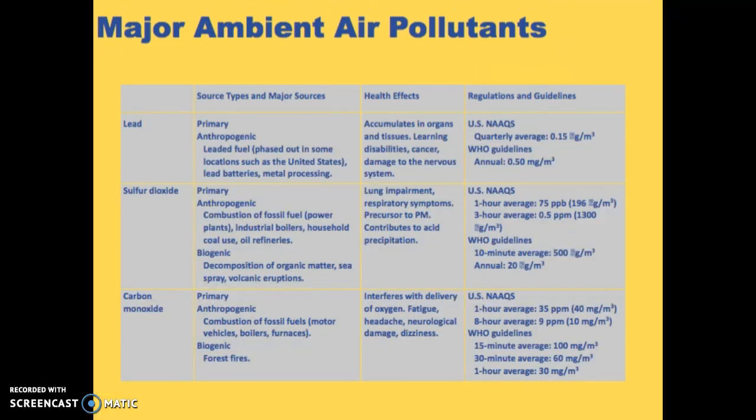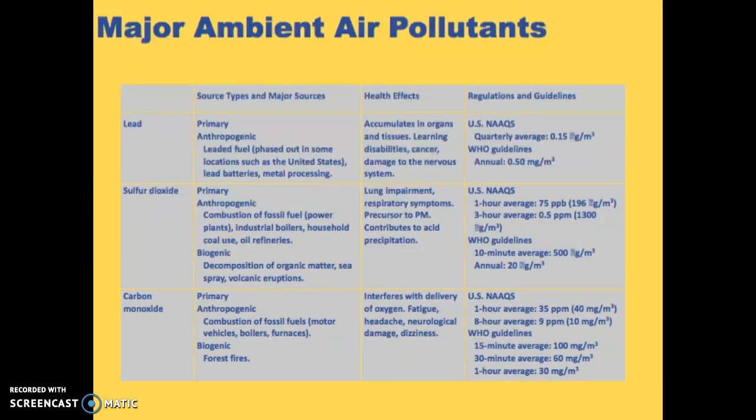So the next 2 slides will talk more about some of these 6 criteria pollutants. And these are tables that are taken from your book. The first one that we'll talk about is lead. It's important to note that this is a primary pollutant. Lead is emitted as lead from the burning of fossil fuels and also from leaded gasoline. It's also emitted from processing plants, and this is as a result of human activities. This is anthropogenic.